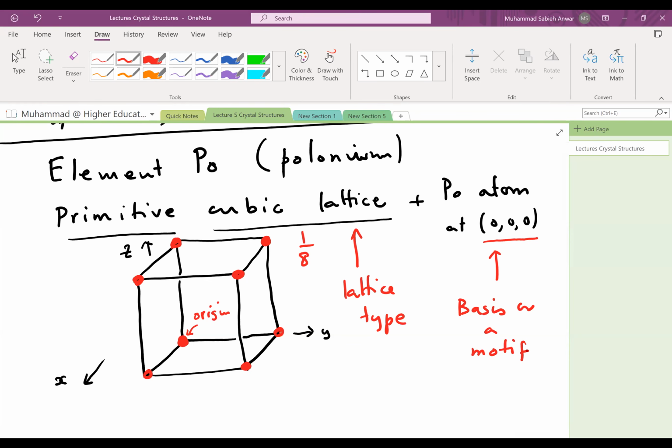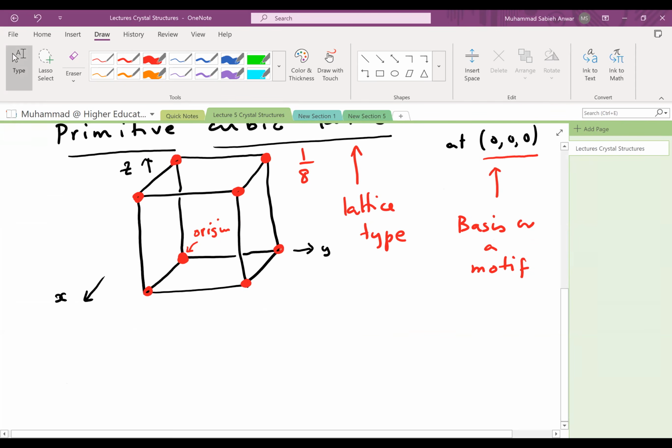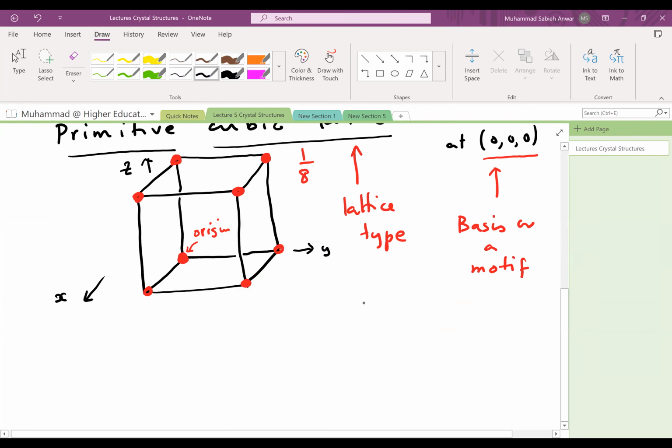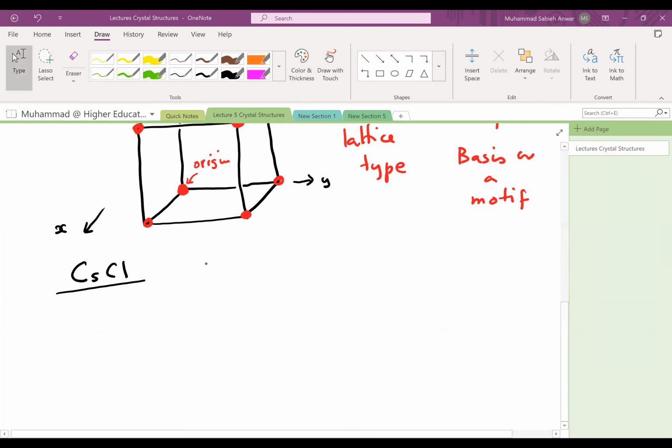Now, let's look at another example. And then we'll move on to space groups. So I'm giving you the simplest explanation so far. Consider the ionic compound cesium chloride. Now, cesium and chlorine are in the ratio 1 to 1.